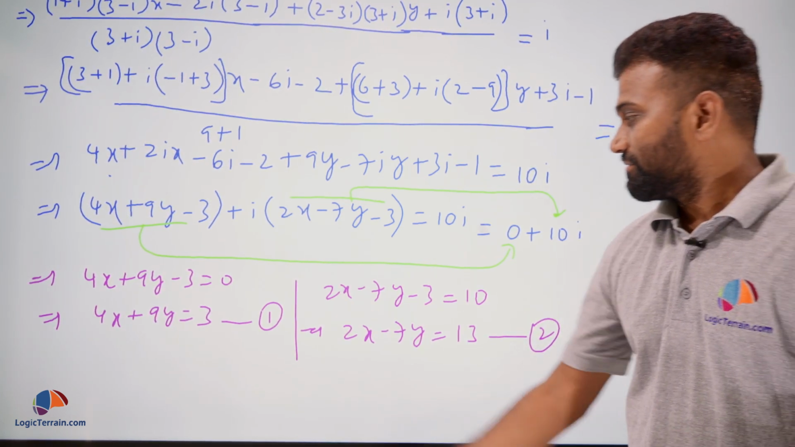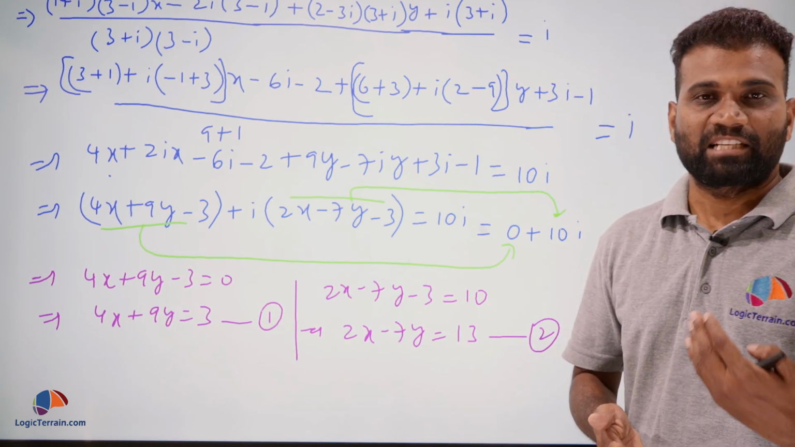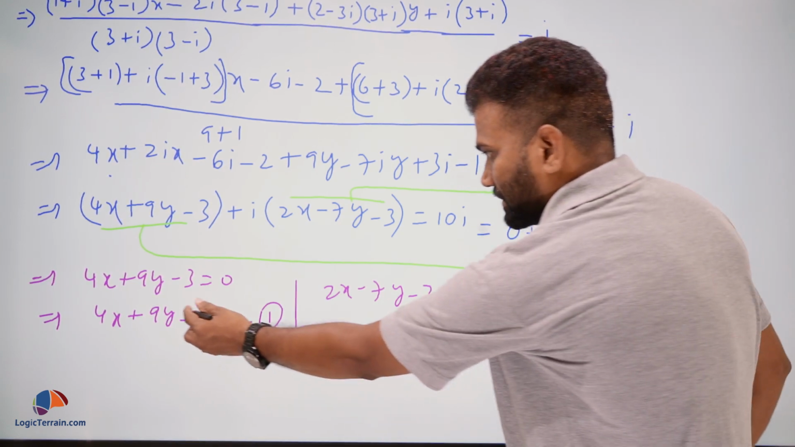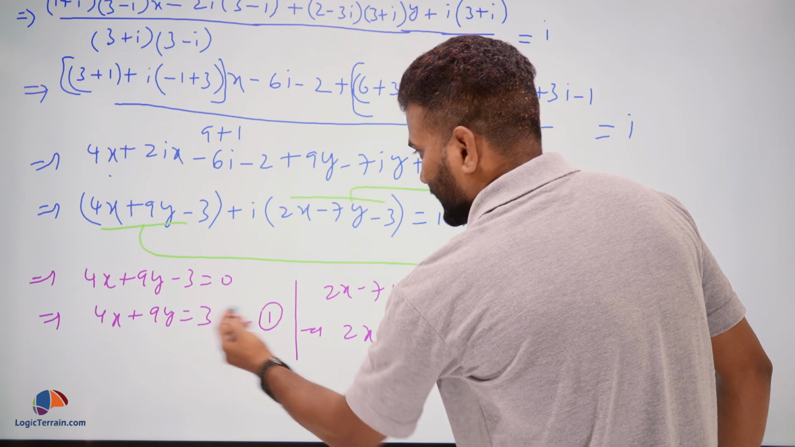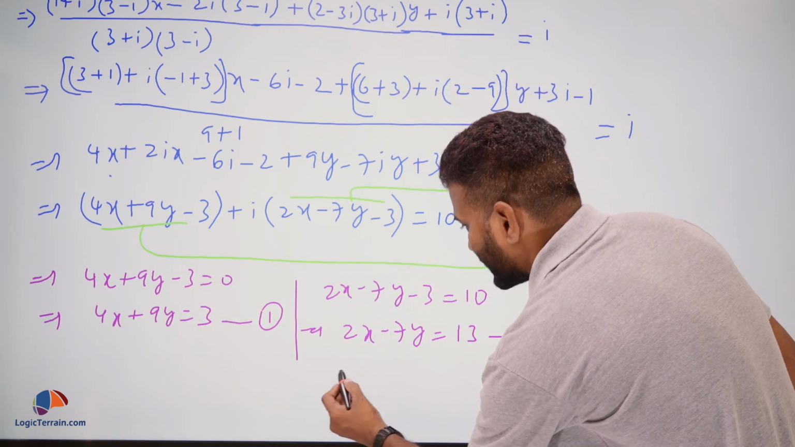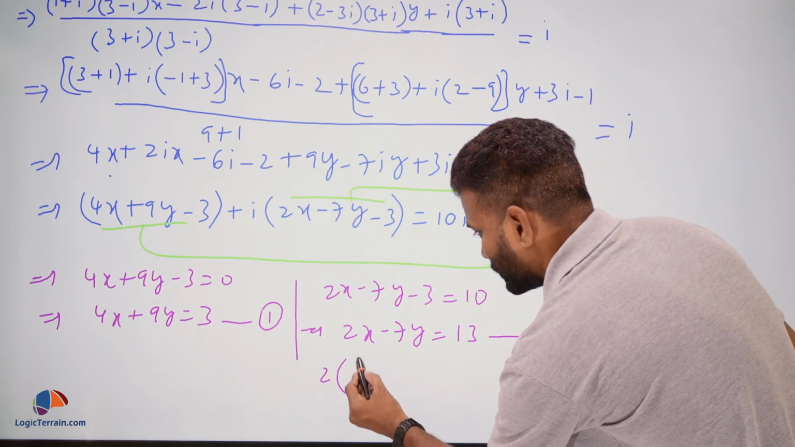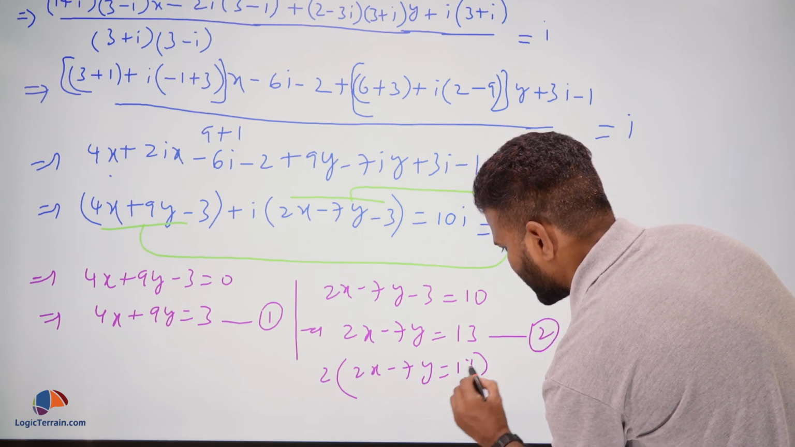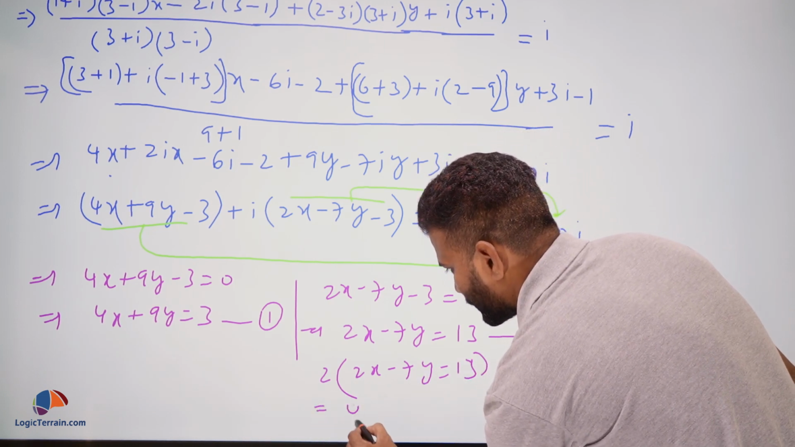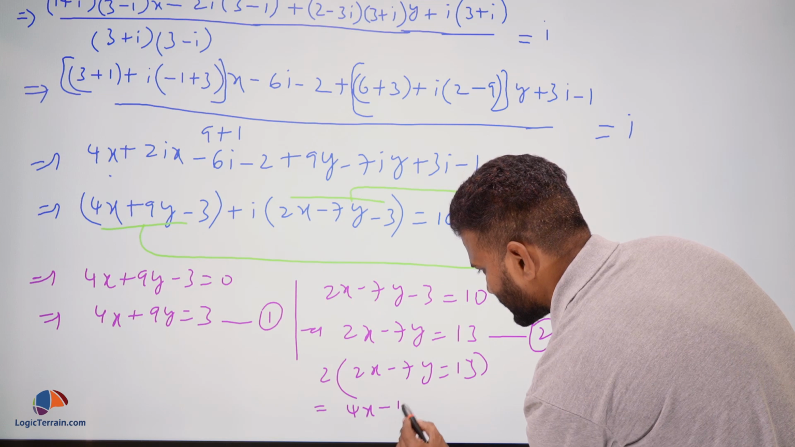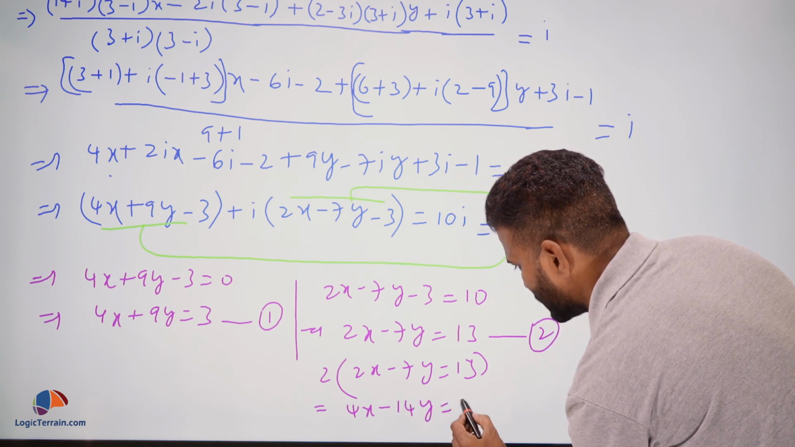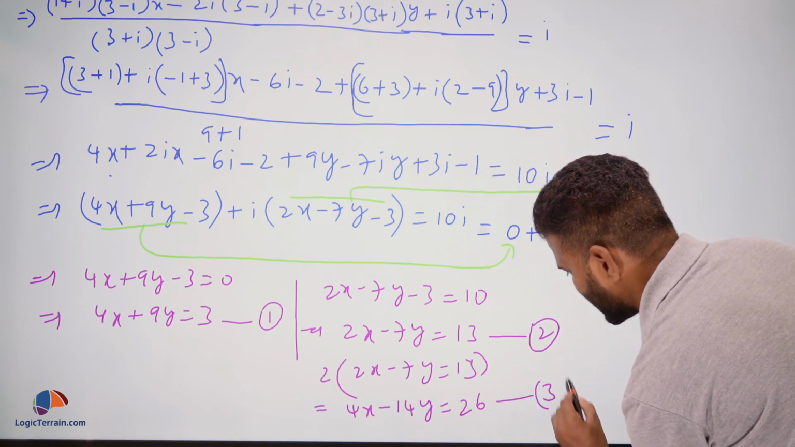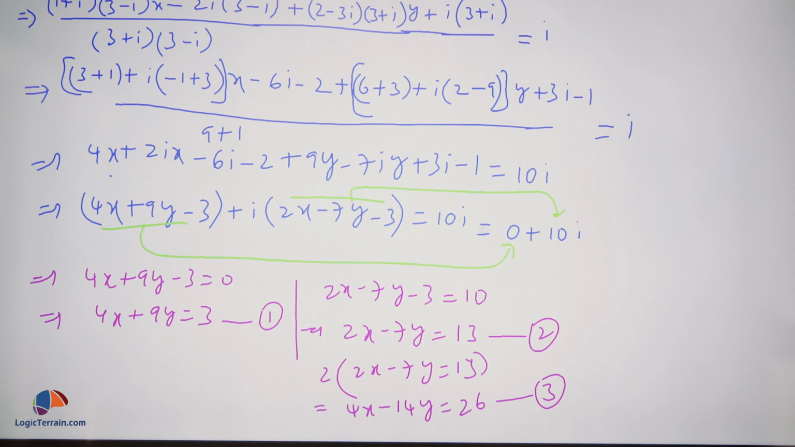Now on solving equations 1 and 2 we'll get the x and y values. So for that, for equating x coefficients, we'll multiply equation 2 by 2: 2x minus 7y is equal to 13, and this becomes 4x minus 2 7s are 14y is equal to 26. Let us take this as equation number 3.